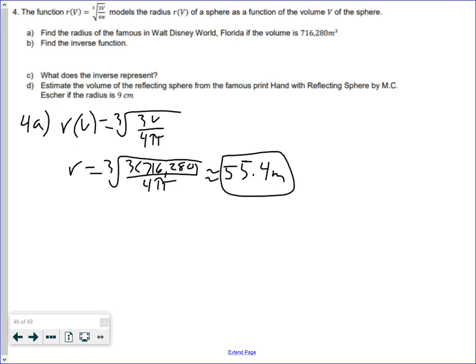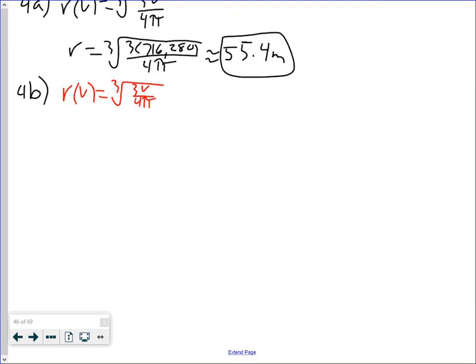All right. Now for 4b, we're told to find the inverse of the function. So if we find the inverse of the function, we have r of v equals the cube root of 3v over 4 pi. So the inverse of a function is when you put the whole function in terms of the other variable. So when we do that here, we have our r variable. That's what it's set equal to. r equals whatever the function is. Now we want to change this into v equals, because putting this in terms of the volume equals in terms of the radius, that's going to be the inverse function for this problem.